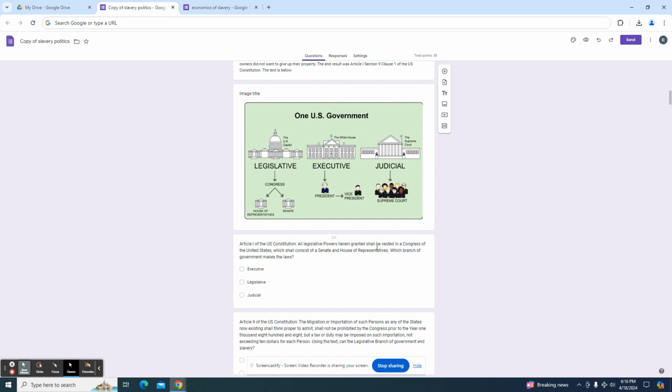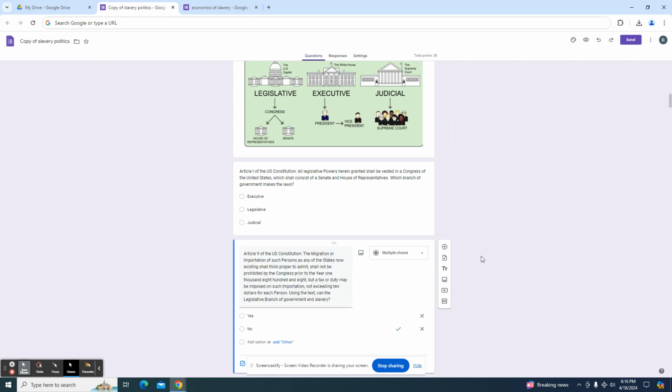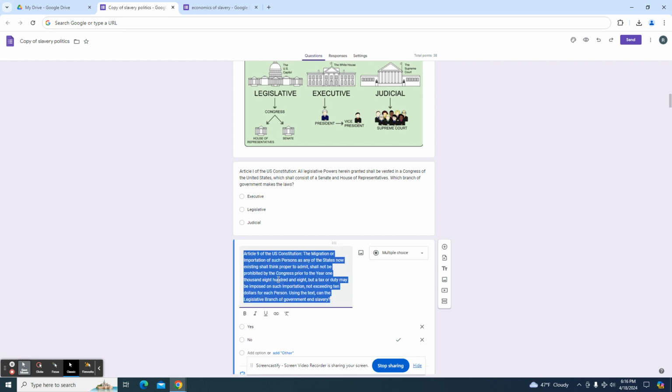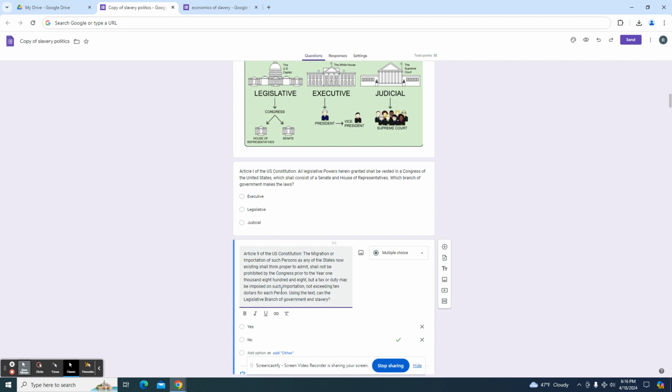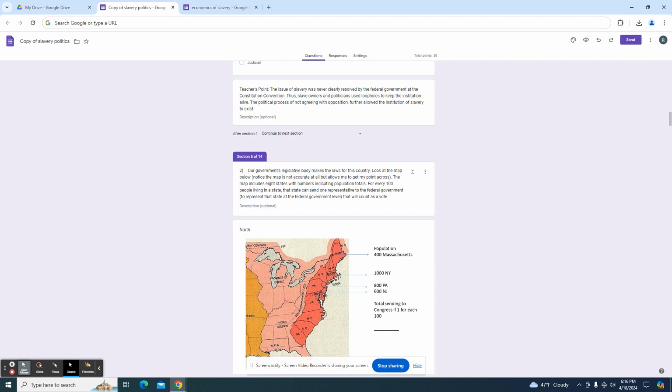For example, the legislative branch of government, they're the ones who can pass the law. But then we look at this section of the Constitution, which is saying this is actually a power denied to Congress up until this particular year, 1808, but a tax or duty may be imposed. So this is really looking at the political aspect of it.